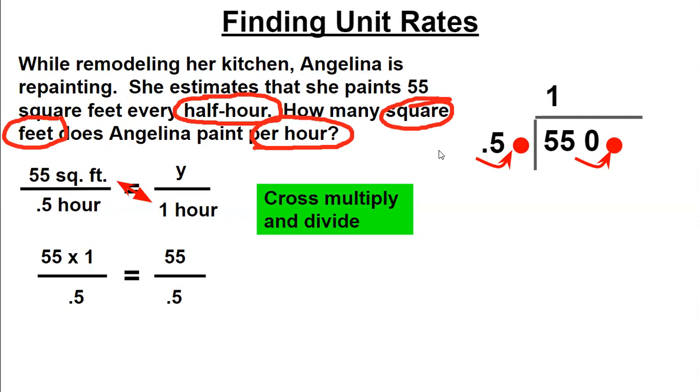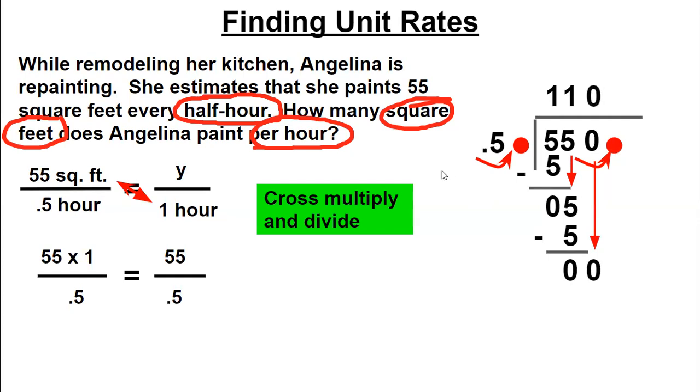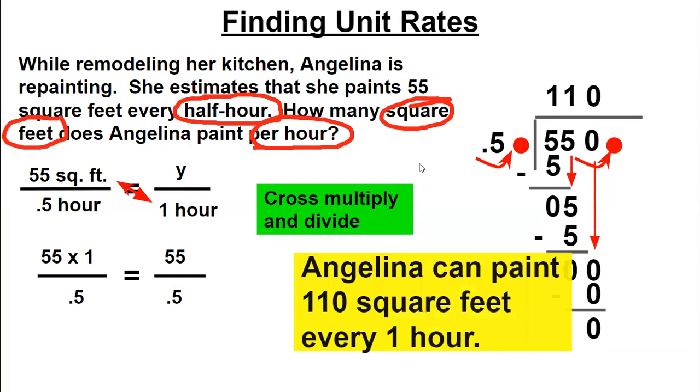5 goes into 5 once. 5 minus 5 is 0. Bring down the 5. 5 goes into another 5 one time. 5 times 1 is 5. 5 minus 5 is 0. And we still have to bring down one more 0. 5 goes into 0 0 times. 0 times 5 is 0. 0 minus 0 is 0. 110. So that is our answer.